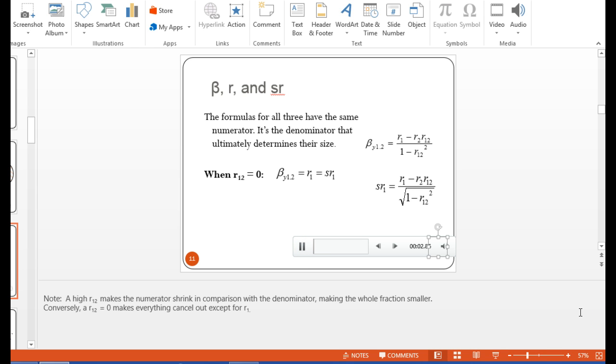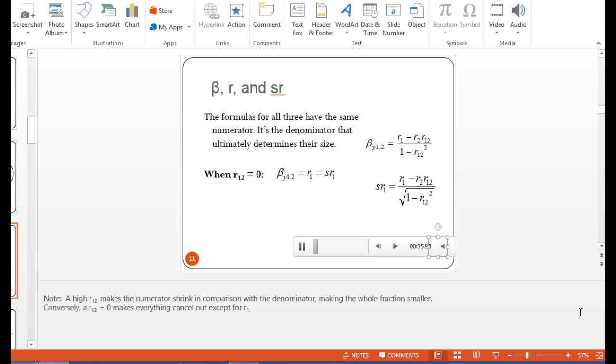In this segment, I want us to just reflect on the differences and similarities among three elements. First is the beta, or the standardized slope. Second is the bivariate R. And third is our semi-partial. And so on the right, you can see the formulas. We've already been introduced to the beta formula, so that should be somewhat familiar. And the SR formula is very similar to that beta, except that it has a slightly different denominator. The numerator is the same.